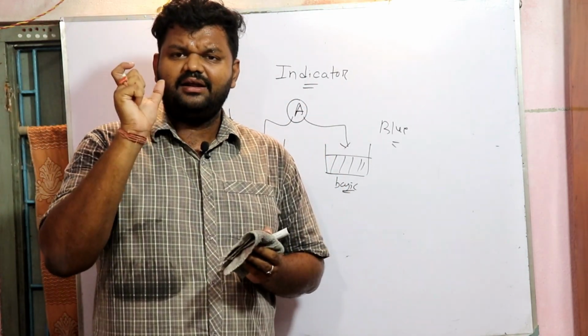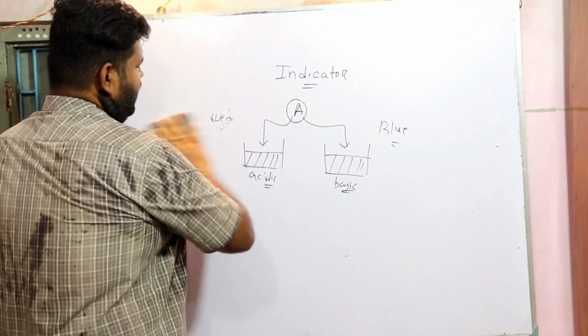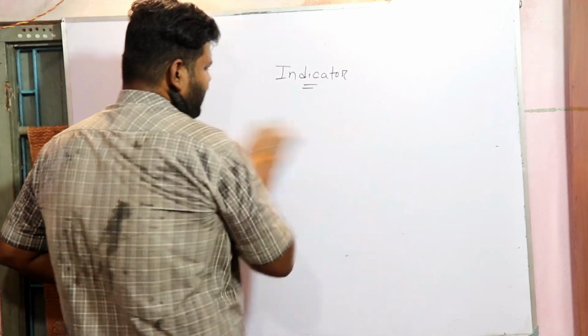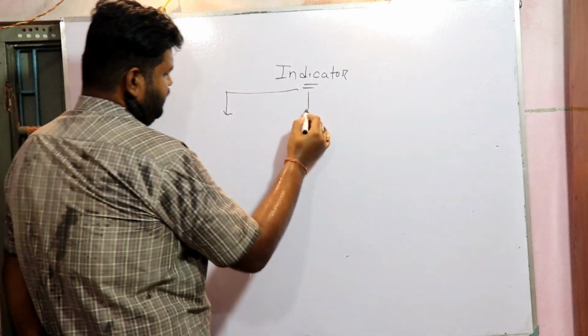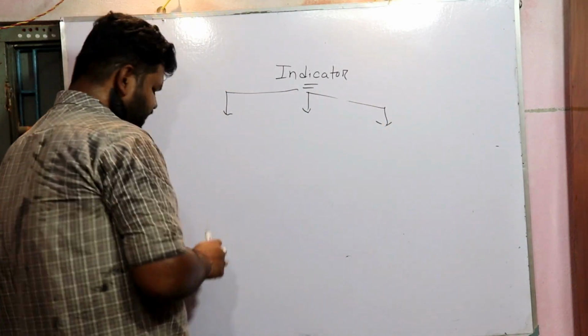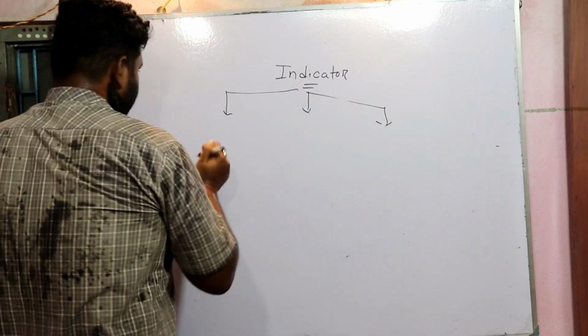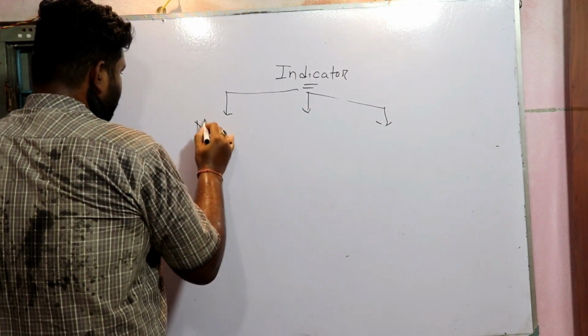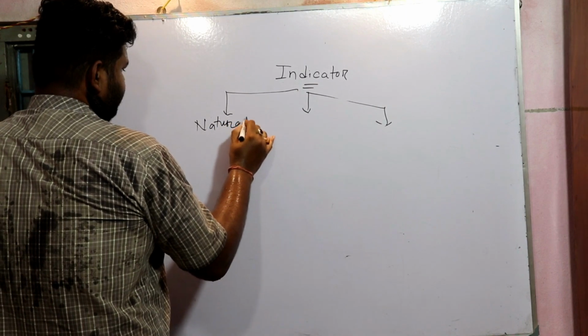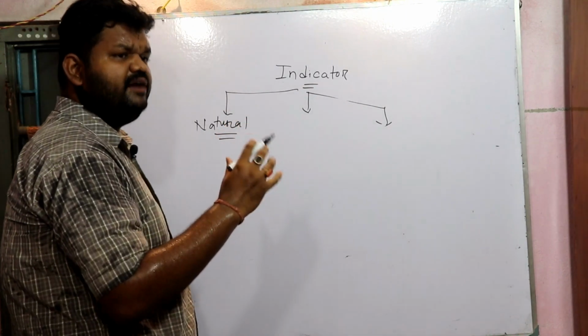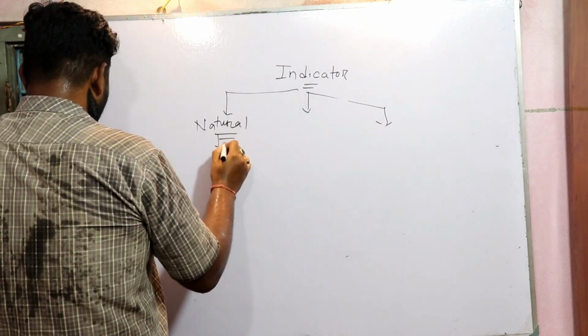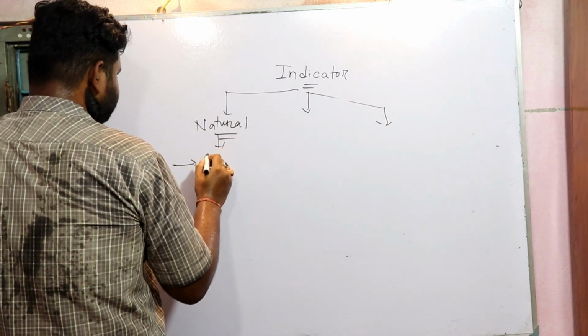Now students, you will see some different types of indicators. At first I am classifying the indicators into three different parts. Number one is natural indicator. Natural indicator means the indicators which we can obtain from nature. What are the main examples?